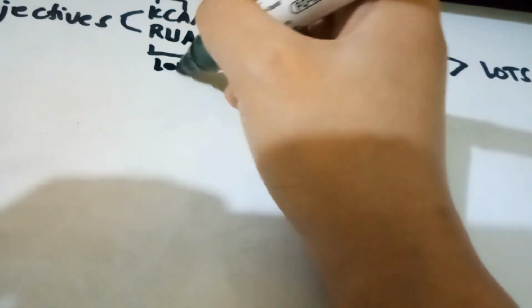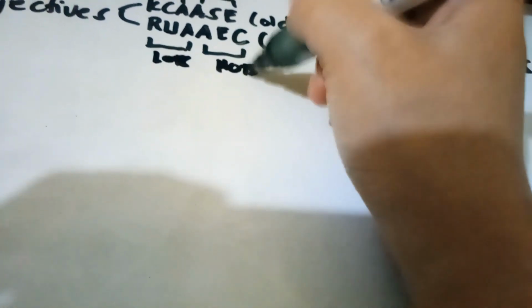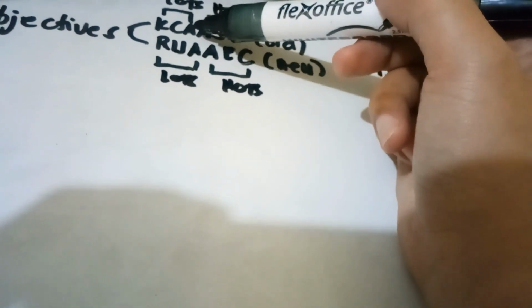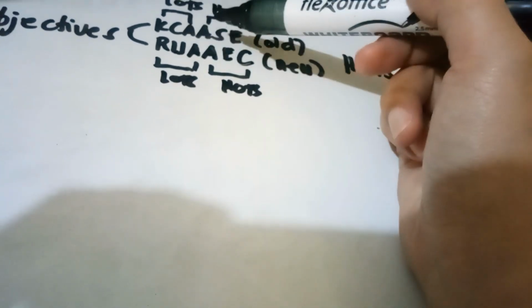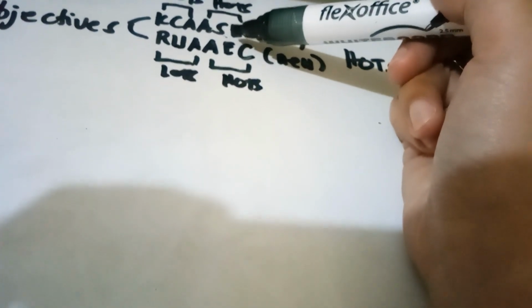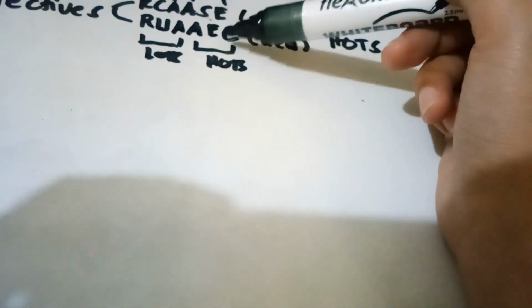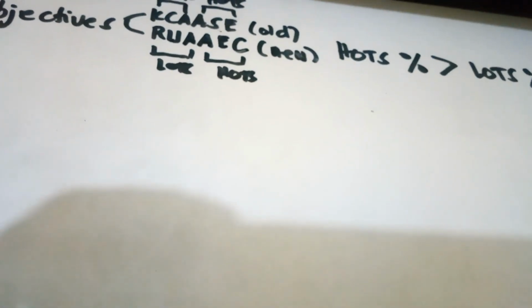Siguro naman lahat kayo familiar dyan, di ba? We have knowledge, comprehension, application, analysis, synthesis, and evaluation. In the new version, they just transformed the words into verbs: remembering, understanding, applying, analyzing, evaluating, and creating. Pinagbaliktad lang ang synthesis at evaluation. In here, we have evaluation and then creating. So that is your objectives.